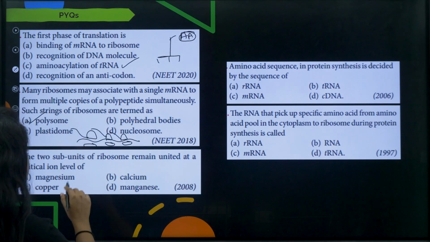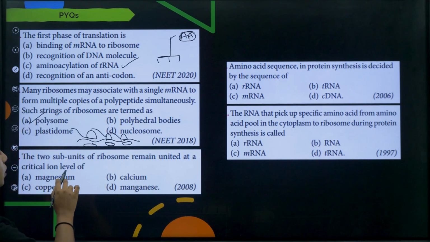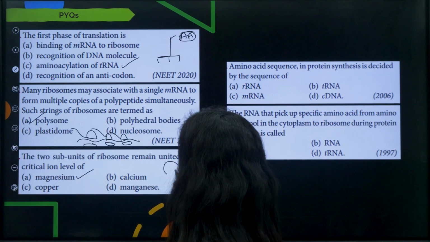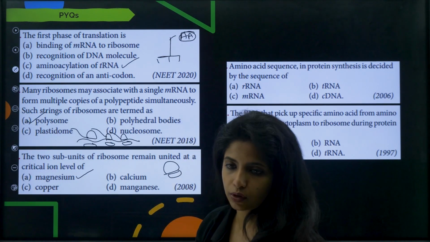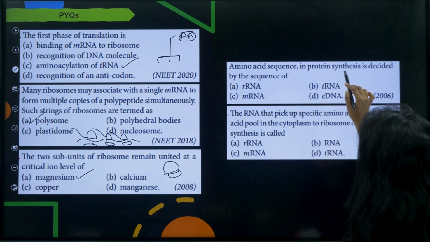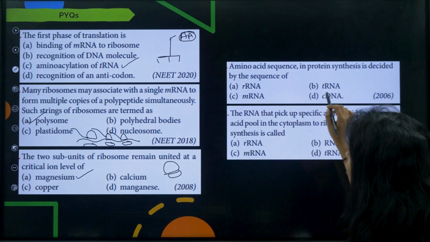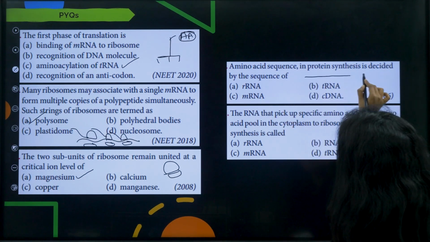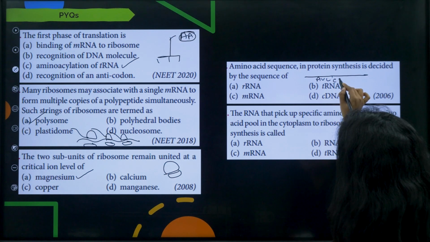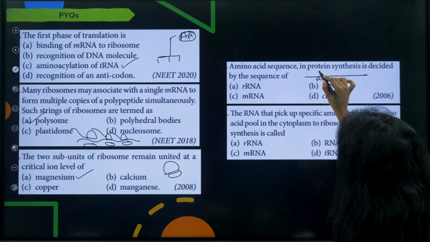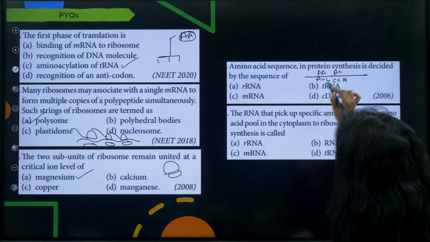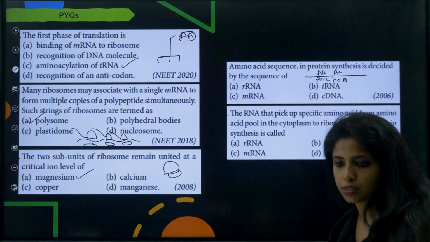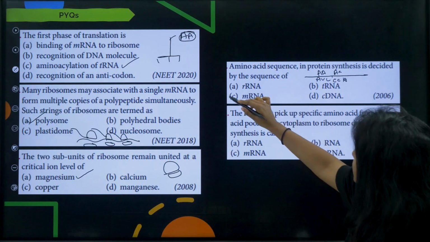Okay. Now, the two subunits of the ribosome remain united at a critical ion level of magnesium. I already told you magnesium is required for the larger subunit to remain really close with the smaller subunit. Now, amino acid sequence in protein synthesis is decided by the sequence of rRNA, tRNA, mRNA or cDNA. It's the mRNA. If the mRNA says AUG is first and CCA is next, then according to it only the amino acid which is coded will be formed. If there was a change in the mRNA, obviously this will also change simultaneously, right? So the answer is mRNA.